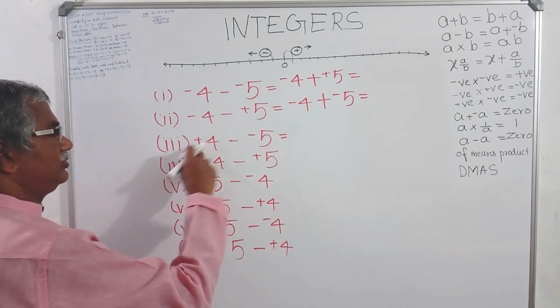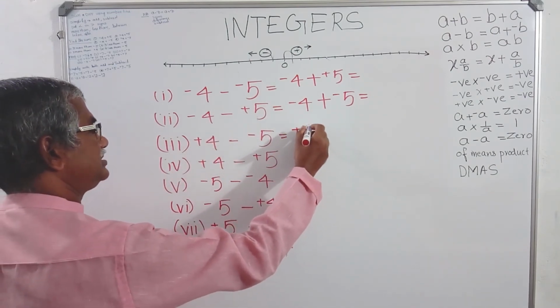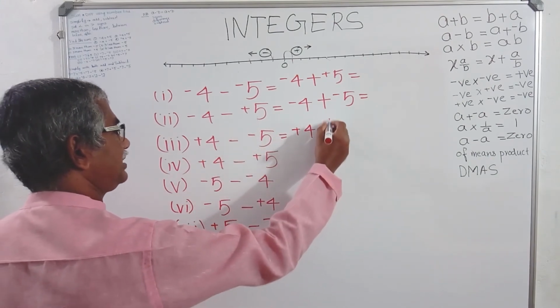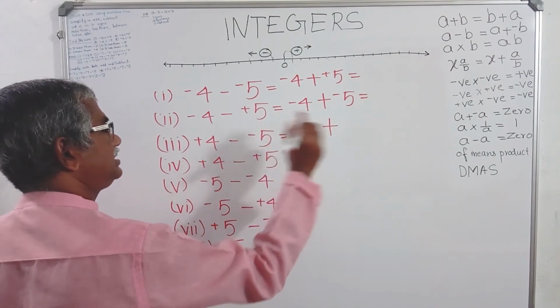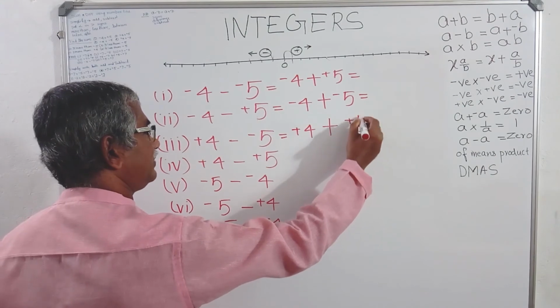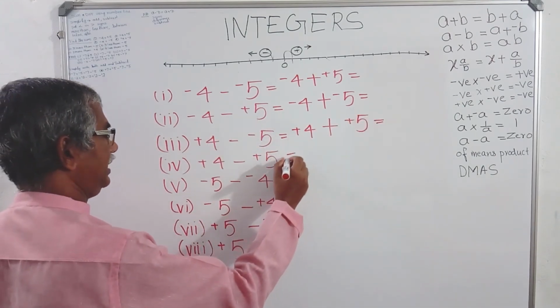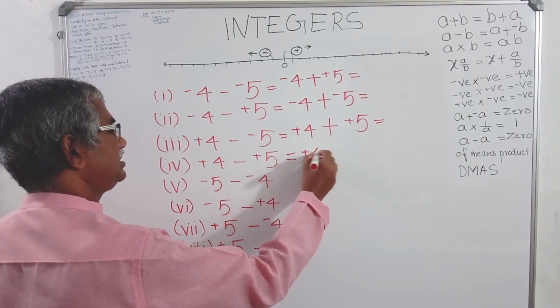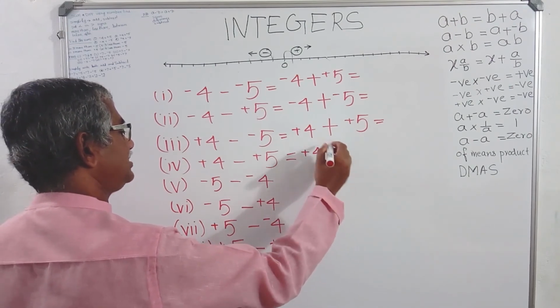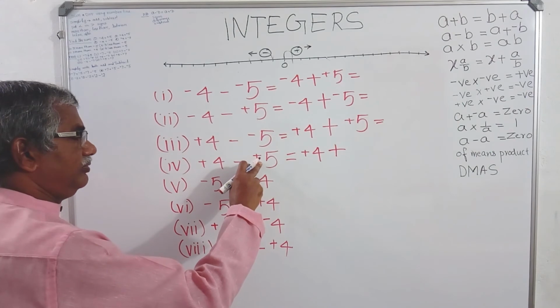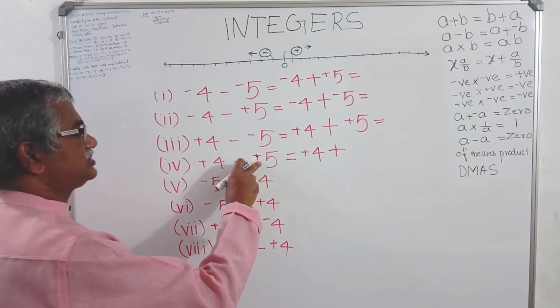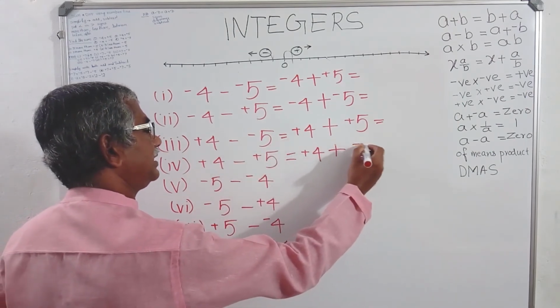Again, positive 4, no change. Subtraction becoming addition. Negative 5 becoming positive 5, the additive inverse of negative 5. Again, positive 4, no change. Addition. Additive inverse of positive 5. We are taking negative 5.